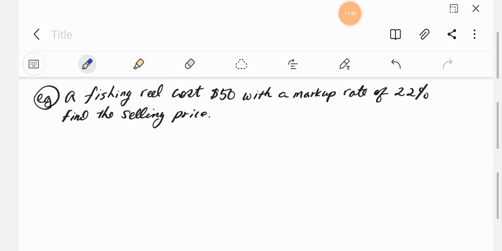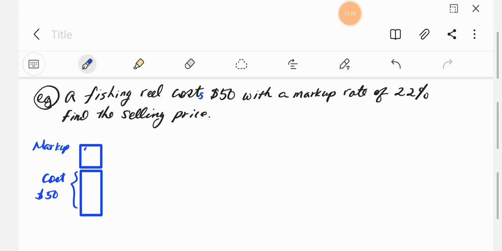Okay, here's another example. A fishing reel costs $50 with a markup rate of 22%. Find the selling price. Okay, so draw a diagram. Let me draw it again. This is the cost, which is $50. And then the markup. This amount is 22% of what? The cost, always the cost. The base is the cost, always.